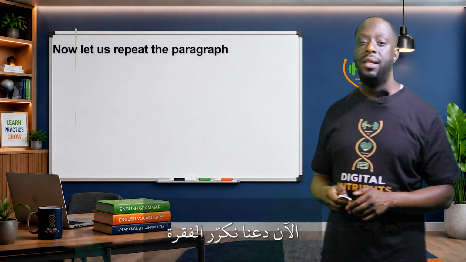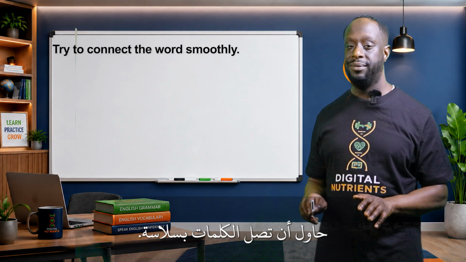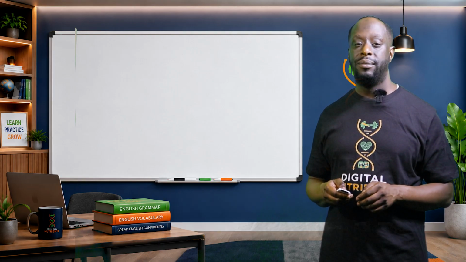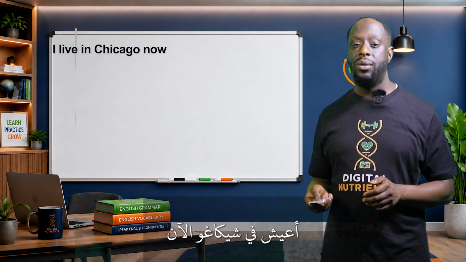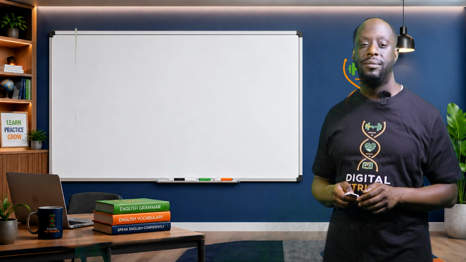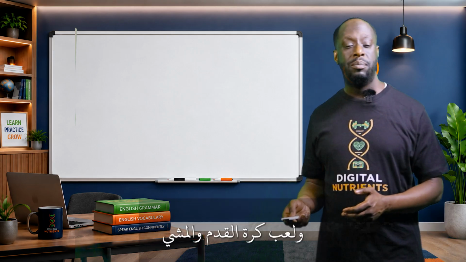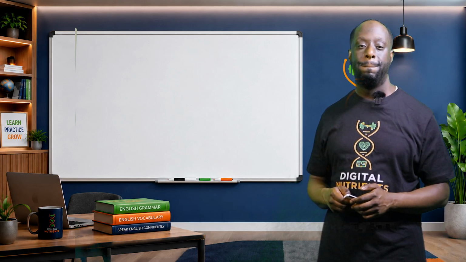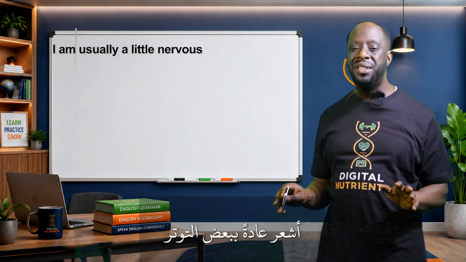Excellent. Now, let us repeat the paragraph in longer groups. Try to connect the words smoothly. Hello, my name is Omar, and I am from Jordan. I live in Chicago now, and I work for a small delivery business. I enjoy cooking, playing soccer, and walking near the lake. I am usually a little nervous when I meet new people.